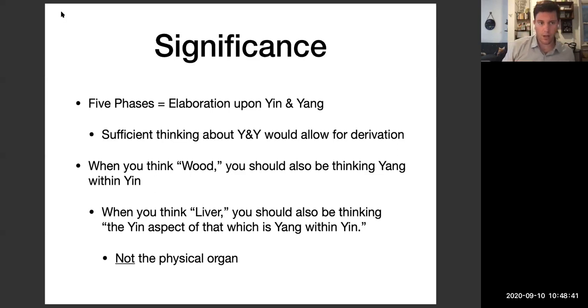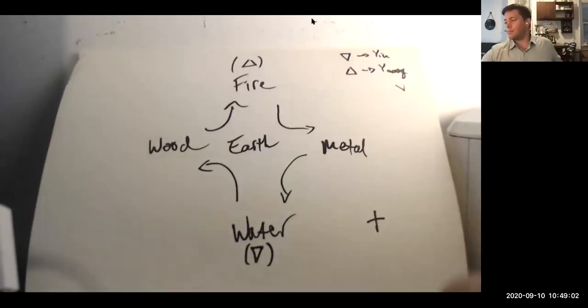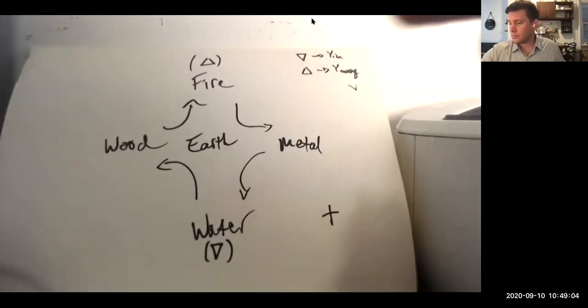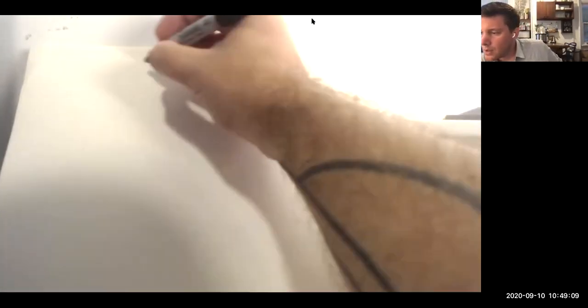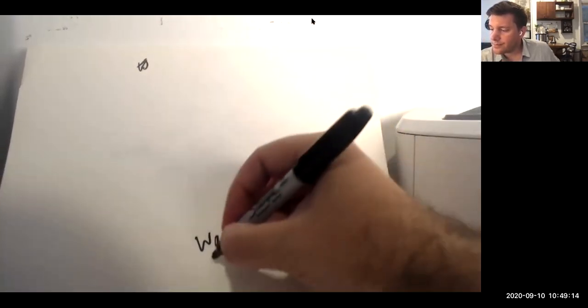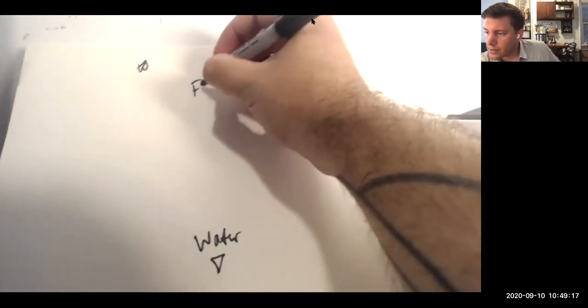variations on a theme. So in theory, if we can derive from first principles all of Chinese medicine, we should be able to get from yin and yang to the 5 phases. Sorry, this is a little more disjointed than I wanted it to be. I miss having a whiteboard. So let's talk about it this way. If water is the most yin, let's do it here. Water is the most yin, and fire is the most yang.